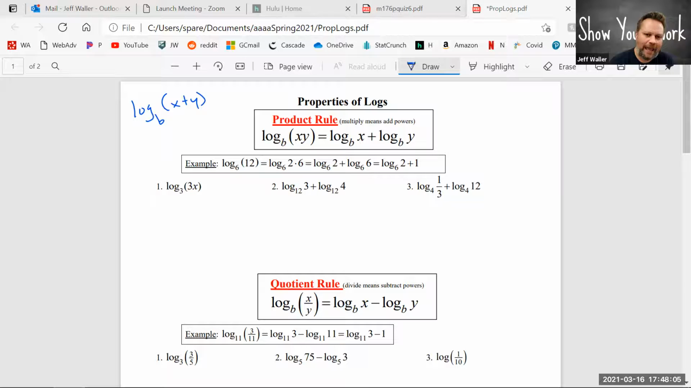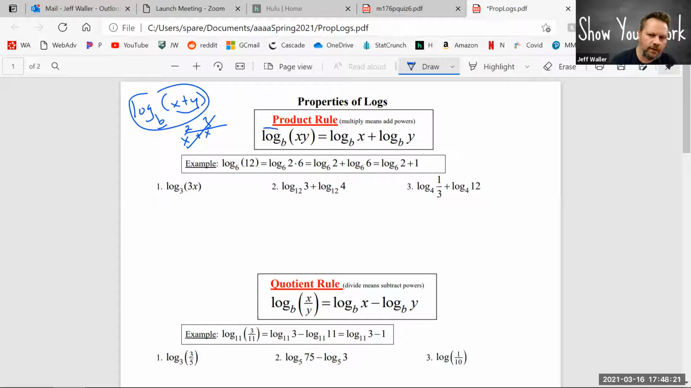What do I do when I add two things with the same base? I don't do anything if they don't have the same power, right? So that's not really something I can make any generalization about. So there is no property for this. So you've got to be careful.